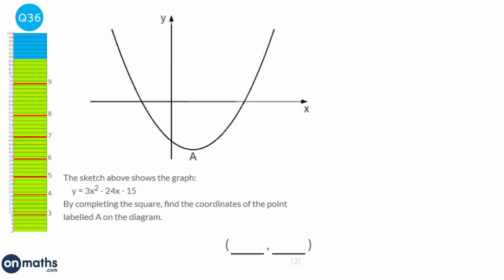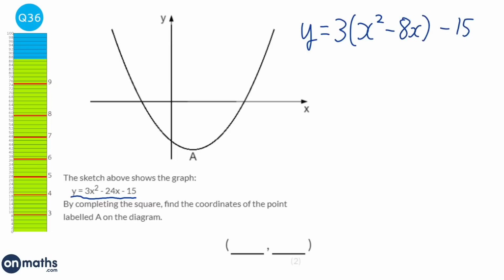So we're told to complete the square, so we're just going to get this equation here and just complete the square for it. So the first thing I'm going to do is remove the coefficient of the x squared. So we want just x squared and sign. So I'm just going to make a set of brackets, and we're going to factorise it out of the x squared and the minus 24x, so that would be minus 8x. Then we've got the take away 15.